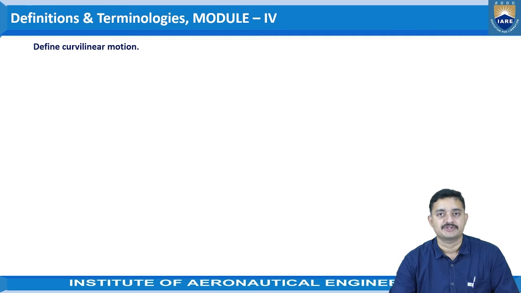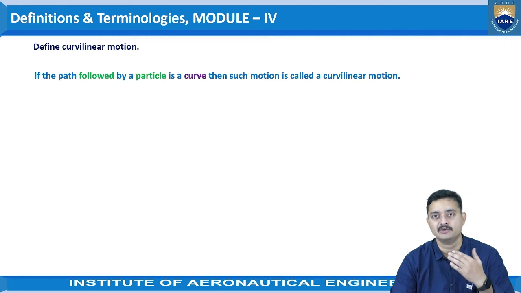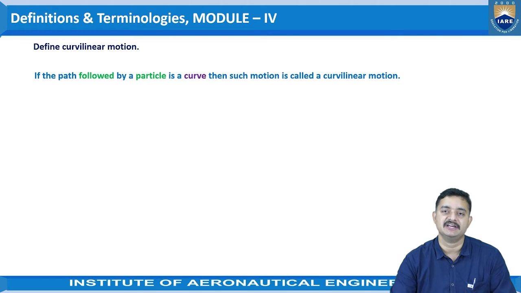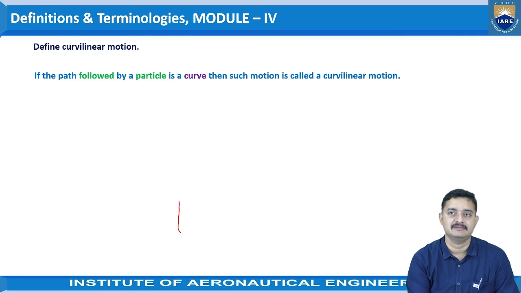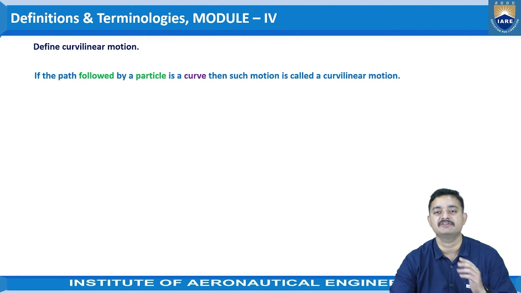Coming to define curvilinear motion. The definition says, if the path followed by a particle is a curve, then such motion is called curvilinear motion. So here you can understand that the continuous change in the position of the object is termed as motion. The object is in motion, and this change in position is not in a linear fashion. That means it is not moving in a straight path and it is taking some curves. It is moving in a random fashion without traveling in a straight manner. Then such motion is treated as curvilinear motion. The object is continuously changing its position, but not in the form of a straight line.